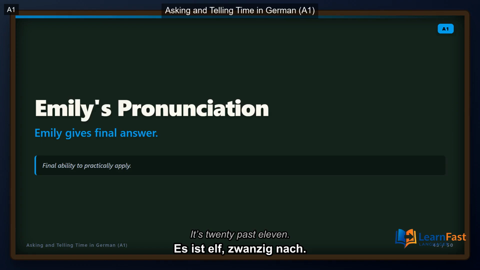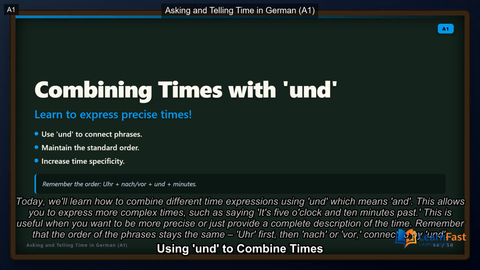Today, we'll learn how to combine different time expressions using und, which means and. This allows you to express more complex times, such as saying it's 5 o'clock and 10 minutes past. This is useful when you want to be more precise or just provide a complete description of the time. Remember that the order of the phrases stays the same: hour first, then nach or vor, connected by und.